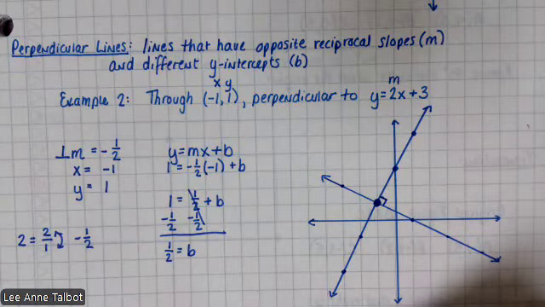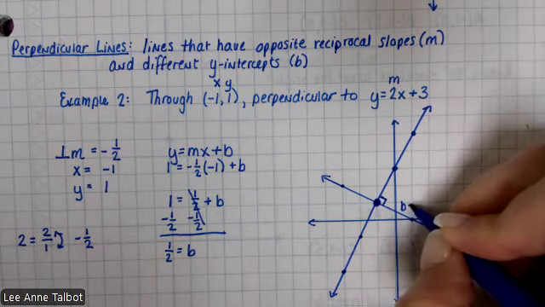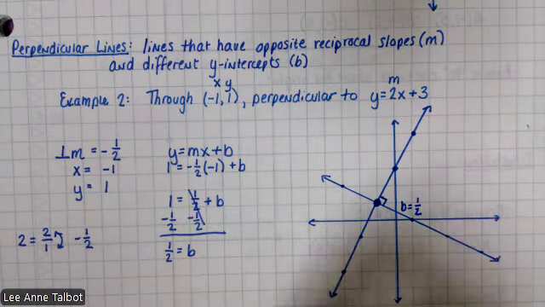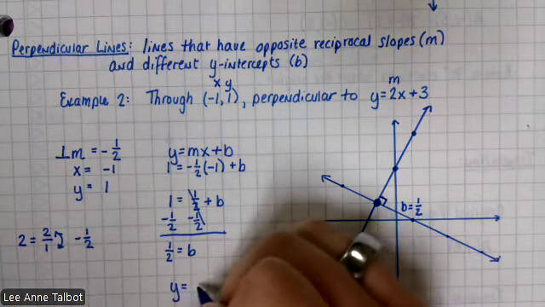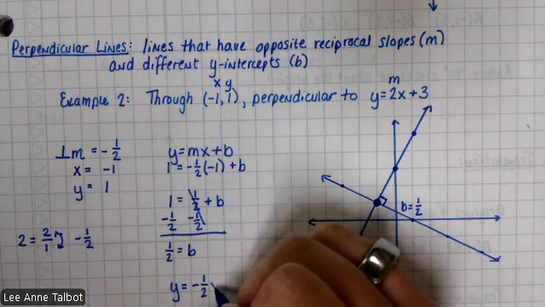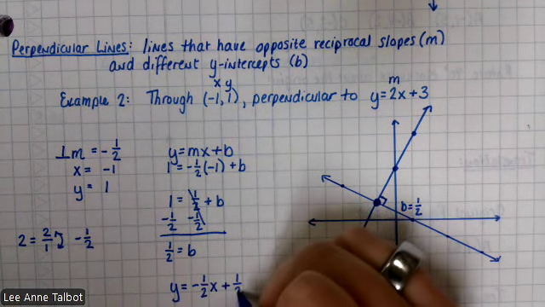Okay, and our instincts were right. b is 1/2. Final answer, y equals -1/2 x plus 1/2.